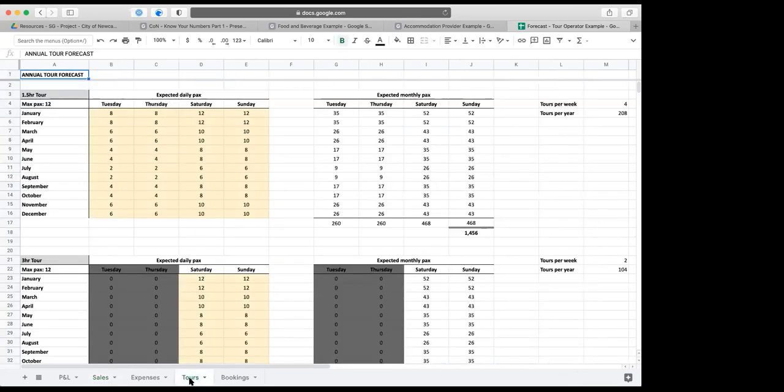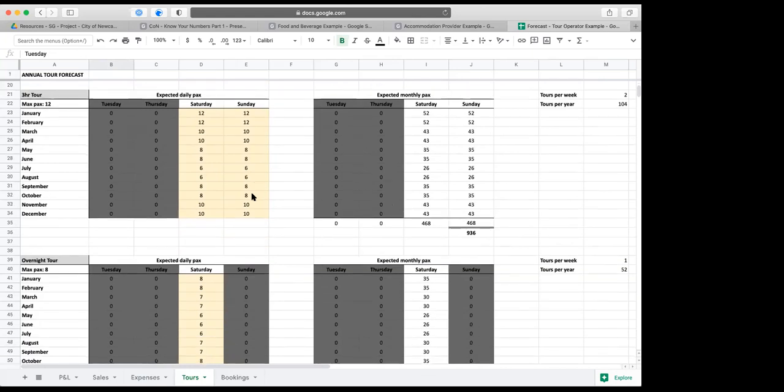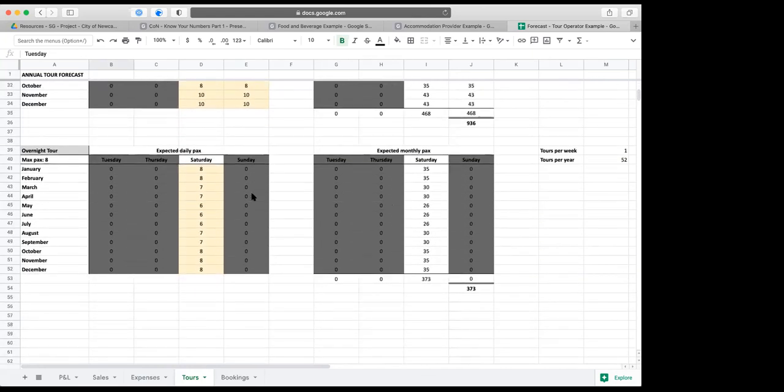So in this tab, the expected daily packs for each of the 3 tour types is modeled. We can see that the 1.5-hour tour operates on Tuesday, Thursday, Saturday, and Sunday, that the 3-hour tour operates on Saturday and Sunday only, and that the overnight tour just operates on the weekend over a Saturday night.